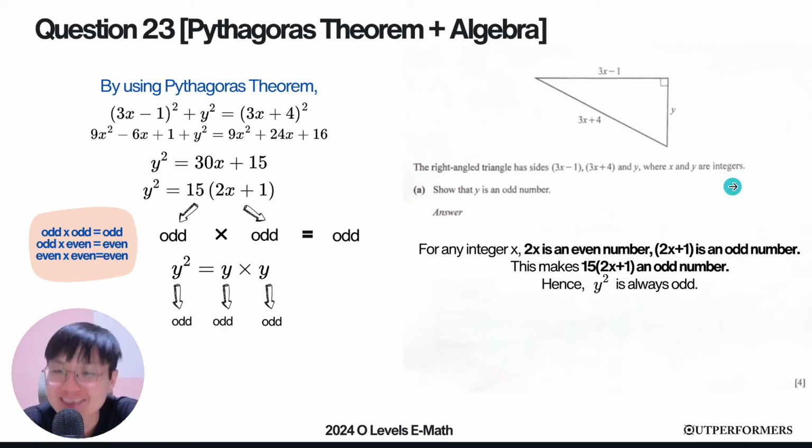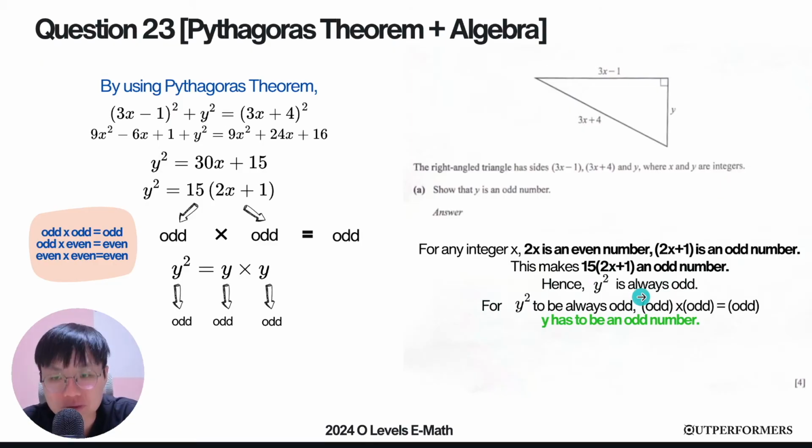Next, hence, y square is always odd, right? Because y square is equal to 15 times 2x plus 1. So there's no need for you to go and explain that. Now, if y square is an odd number, and all odd numbers consist of odd times odd, then we can straight away conclude that y has to be an odd number. Proven.